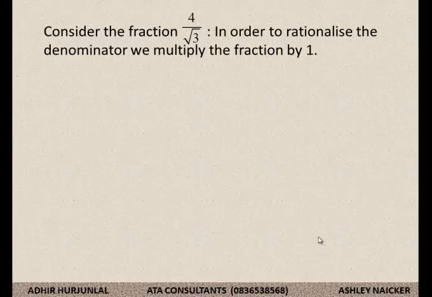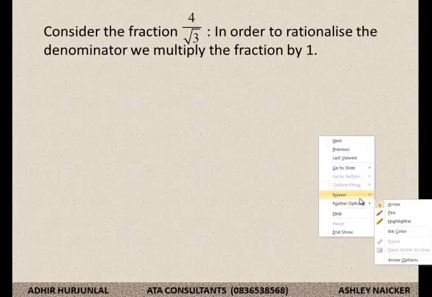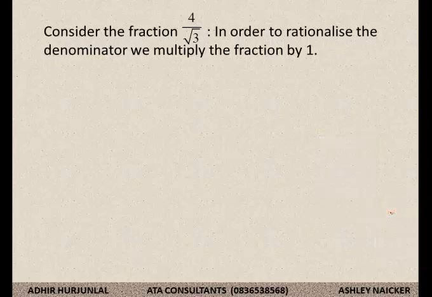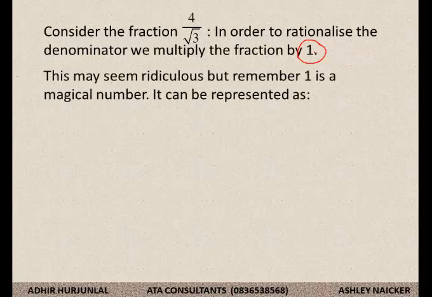Now some of you might be thinking, if I have to multiply the fraction by 1, it's not going to make much of a difference. But there's a few things that I want you to watch out for here. 1 is an amazing number. It's what we like to refer to as a magical number. Consider the fraction 4 over 3 again. To bring it down to rationalize, I multiply it by 1.